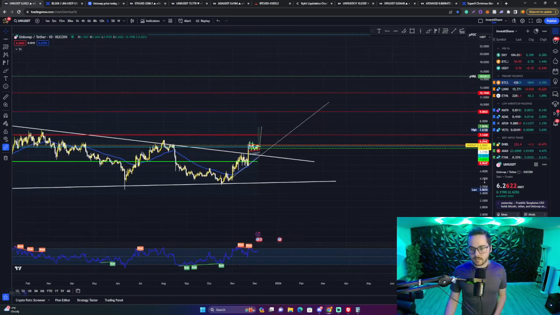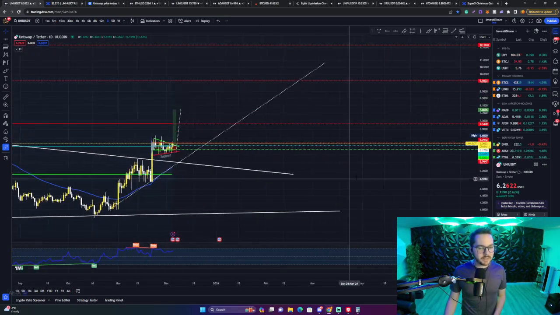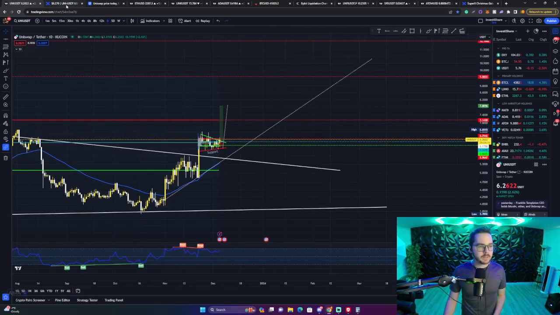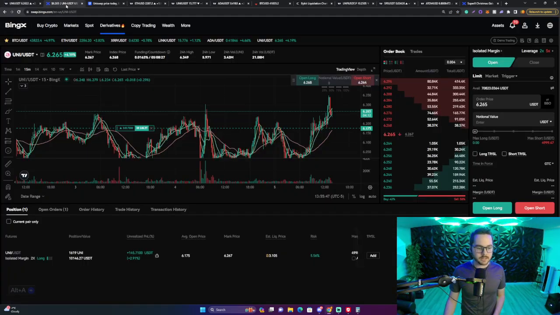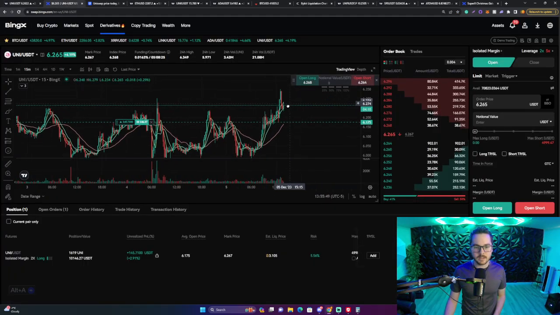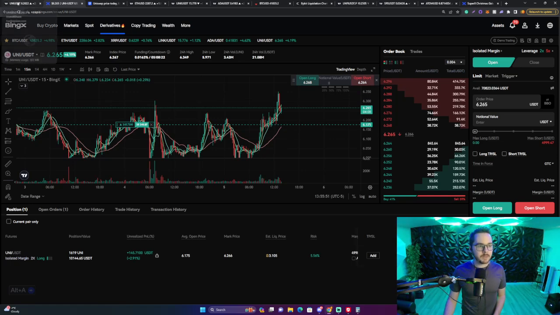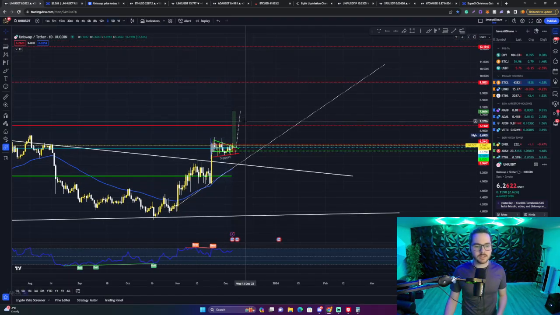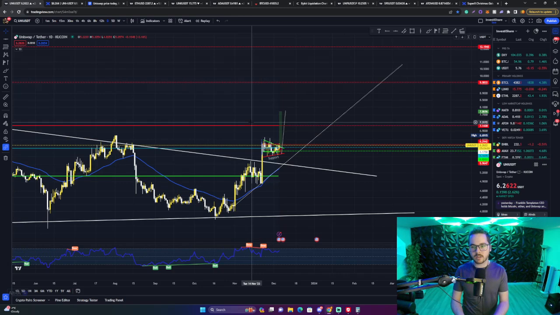Anyways, that's pretty much everything you guys need to know for Uniswap. I'm already in on this. I've let you guys know in the community that I already jumped in. I plan on holding this until a formation or something in the charts tells me to get out. Until then, our target is $9.58 for about a 50% pump.